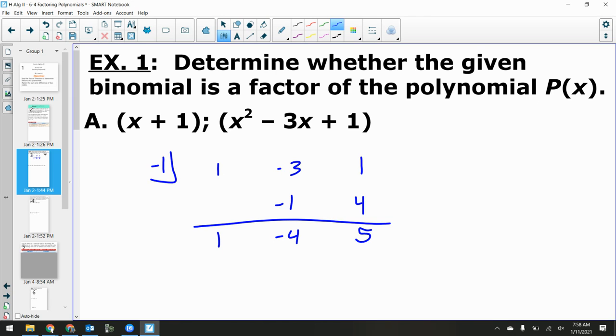Is x plus 1 a factor of x squared minus 3x plus 1? No, it is not. And we could have seen that from the very beginning, right? This is not a factor, if we just reasoned it through and said, okay, are there any factors of 1 that have to get to -3? No. The only factors of 1 are 1 and 1, right? So there are no whole number factors of x squared minus 3x plus 1.